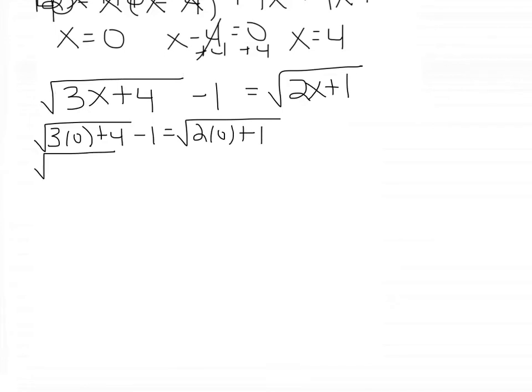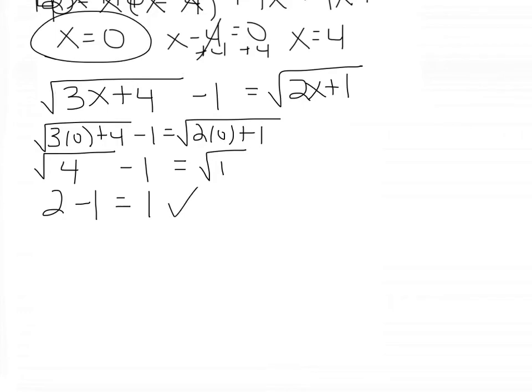3 times 0 is 0. 0 plus 4 is 4, so it's the square root of 4, minus 1, equals 2 times 0 is 0. 0 plus 1 is 1, so it's the square root of 1. Square root of 4 is 2, and the square root of 1 is 1. Is 2 minus 1 equal to 1? Yes, it is. So x equals 0 is a good answer.